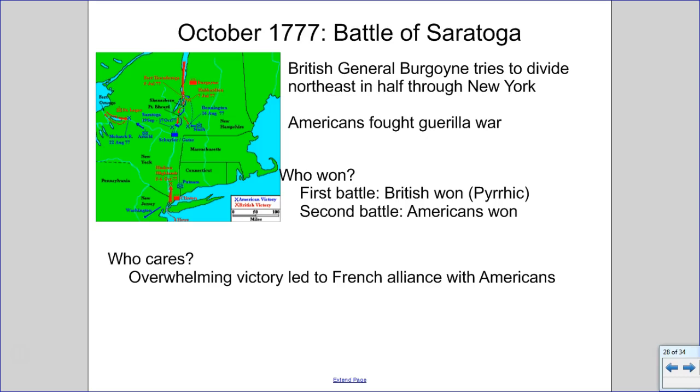Why? Well, the British Navy could resupply the soldiers on the ground. If the French could slow that down, it might give the Americans an advantage. But we're not done yet. So now we had the French on our side, but we were still not out of the woods yet.